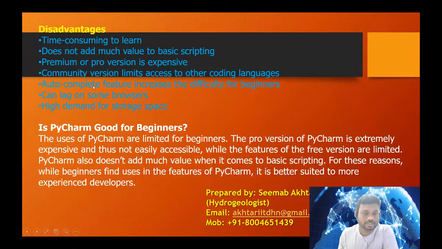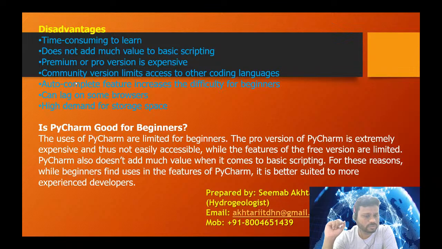But here this is not good, because we are working on open access. The community version limits access to other coding languages. In PyCharm, you cannot access C++, R, or Fortran. Autocomplete features increase the difficulty for beginners, it can lack some browsers, and it has a high demand for storage space. These are the drawbacks of PyCharm.